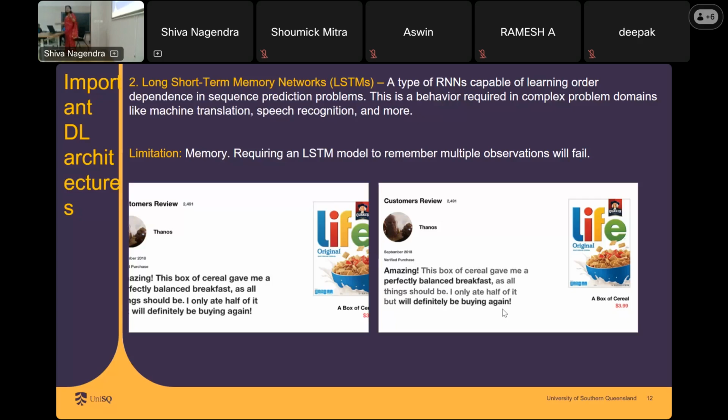If you have textual data, I have an example here. I'm not sure why it is not showing the full picture. It says, "Amazing, the box of cereals gave me a perfectly balanced breakfast." So we have a whole paragraph there. Whenever you are working on a problem that has textual data, you feed in the text like a book, and it filters out the most important keywords. So that shows that we can use any kind of model based on the nature of the problem and what kind of data we have.